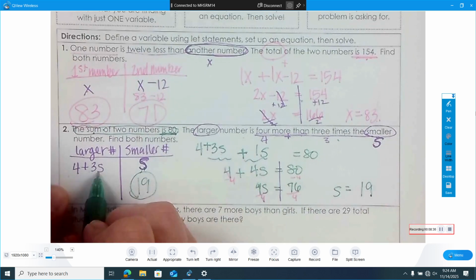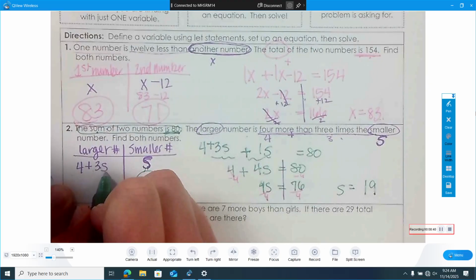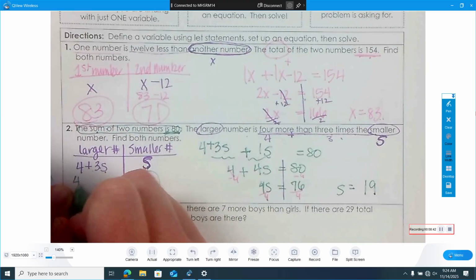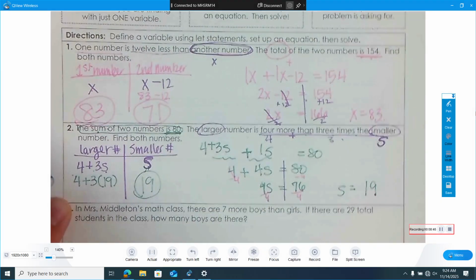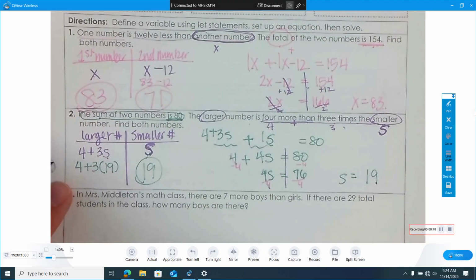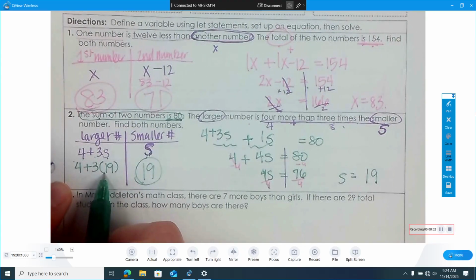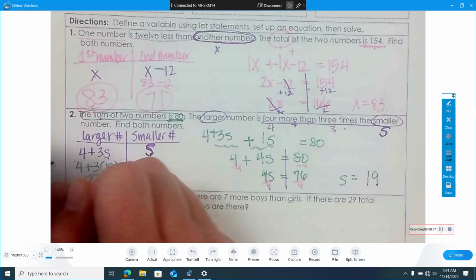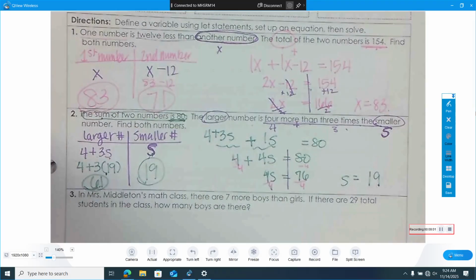And then here, can I figure out the larger number? Yeah. So we're just going to plug in place of the S. So 4 plus 3. And in place of S, we have the 19. Addison, turn around. So can you in your calculators 4 plus 3 times the 19 for me? Because I don't have a calculator. 61? Okay, beautiful. Thank you. So the smaller number is 19 and the larger number is 61.